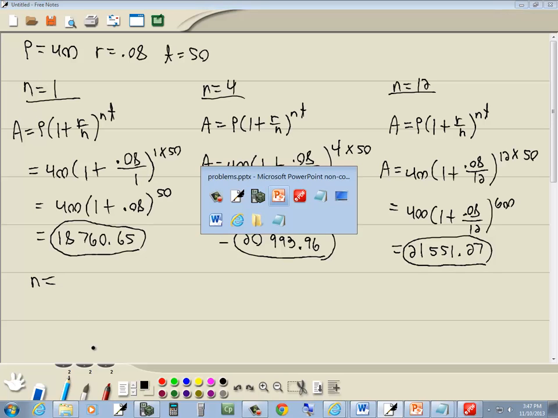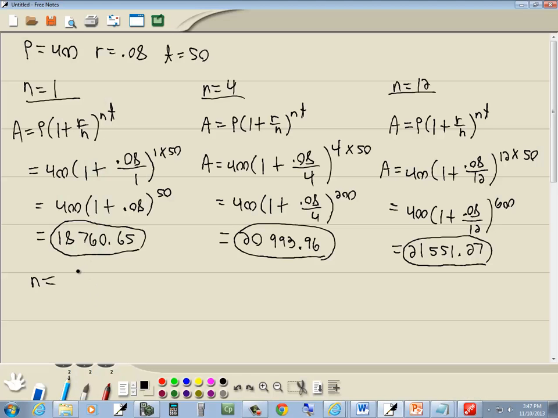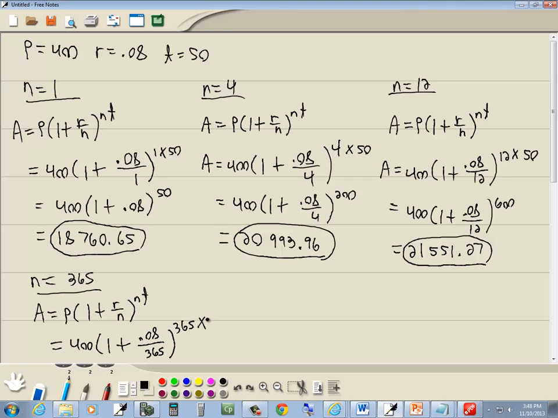Our next part is N is equal to 365. Again, it doesn't say continuous, so we're going to use the same formula. A is equal to P times (1 plus R over N) to the NT power. Well, P we said was 400 times 1 plus R, which is 0.08, divided by N, which is 365, raised to the NT power, which would be 365 times T, which was 50.